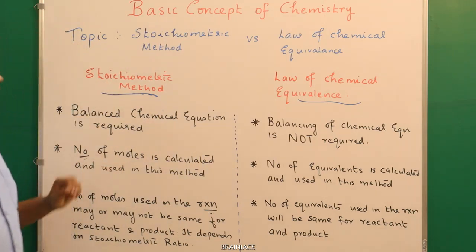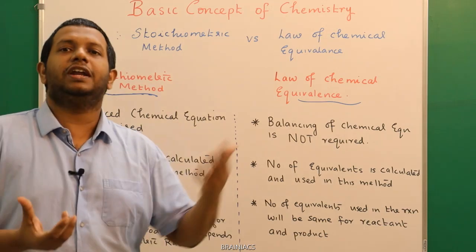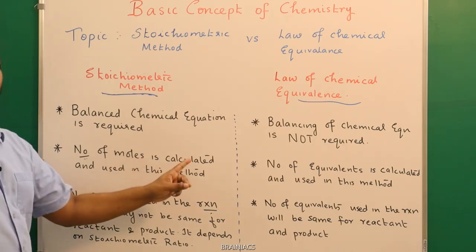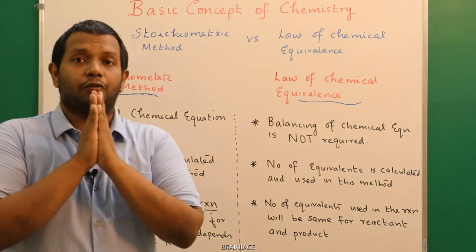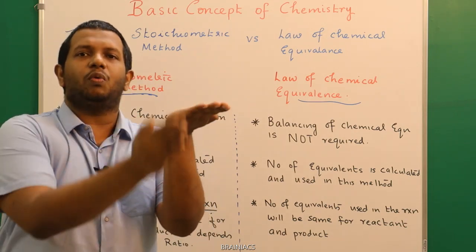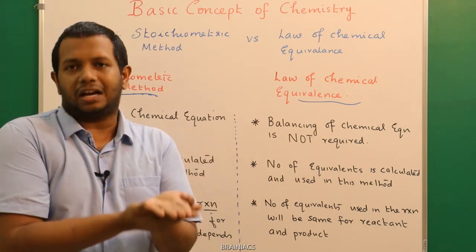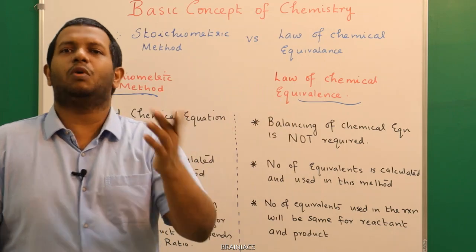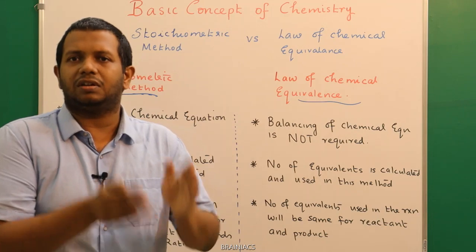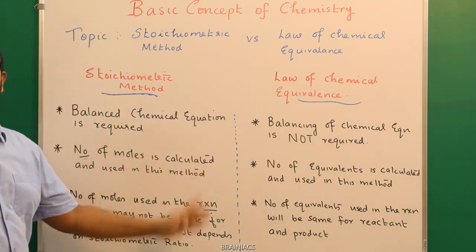Now, second point. In the stoichiometric method, what is the tool you are using for proceeding? The number of moles is calculated and used in this method. What is the number of moles? Weight in gram divided by molecular weight. If it is a molecule, we say molecular weight; if it is an atom, we say atomic weight. But we know in reactions, usually molecules take part. So we say weight in gram divided by molecular weight. That is the number of moles, and it is calculated and used in this method.